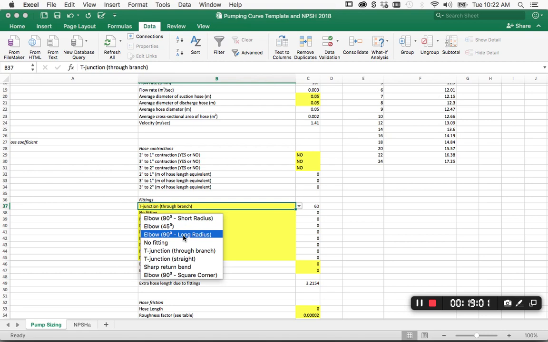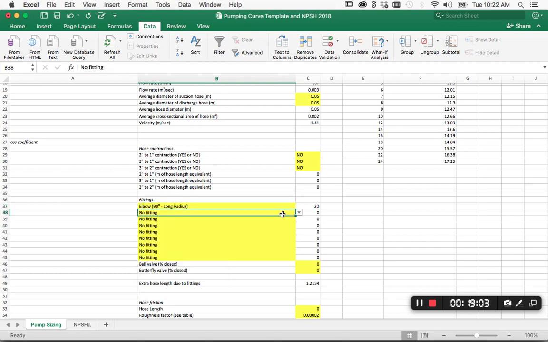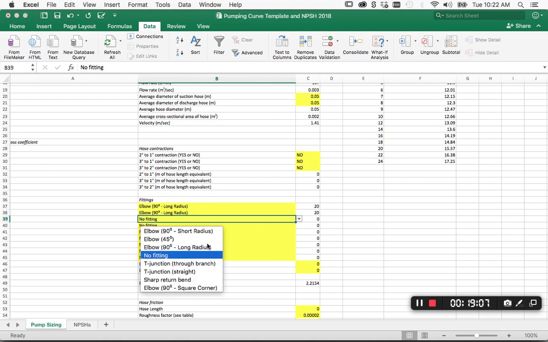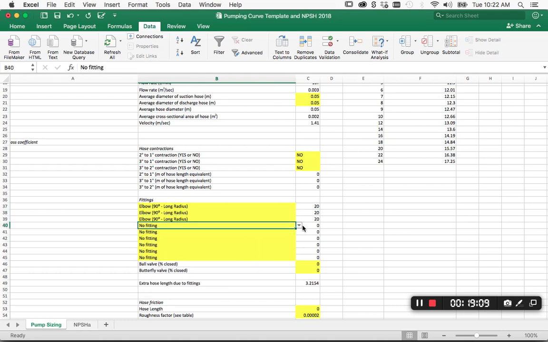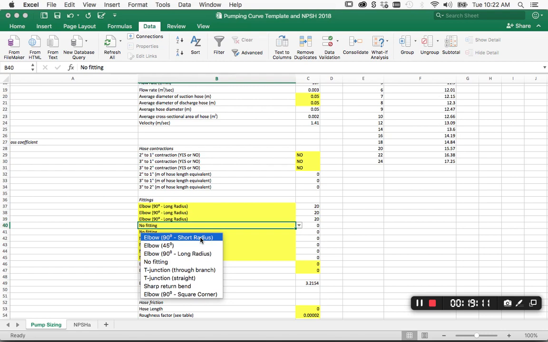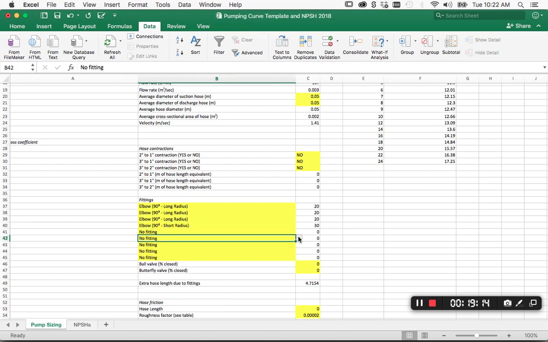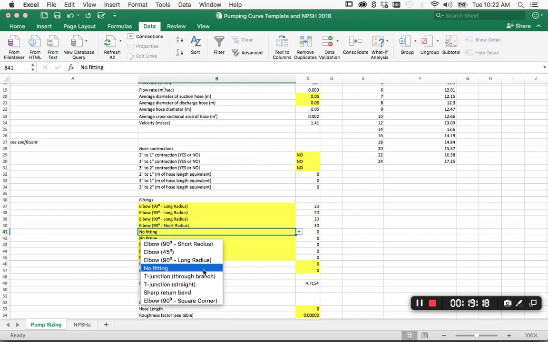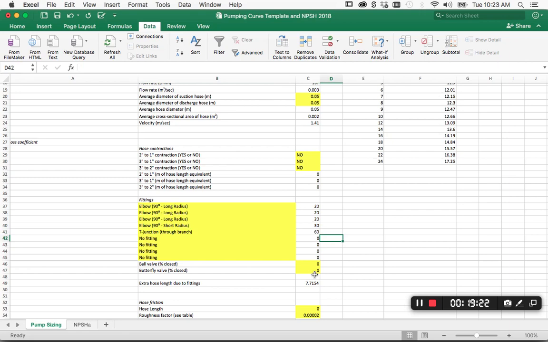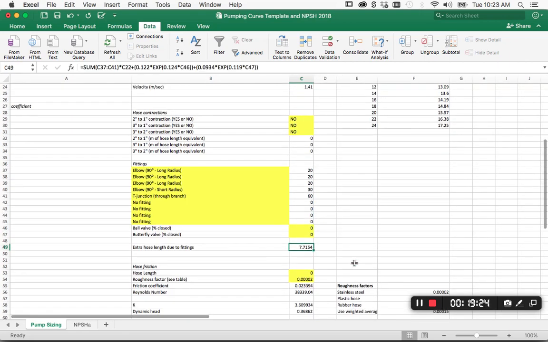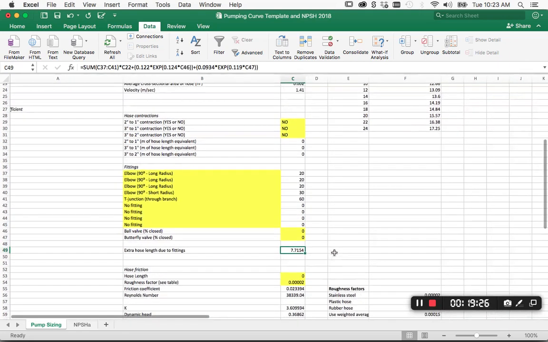Let's say we use the best one, an elbow long radius. We'll put those in each. Let's do 3 of those, and we'll say we ran out of those. We add a short radius one, and then we did a T intersection, and it has to go around the T intersection, through the branch in the T intersection. All right, so using these fittings, we've added 7.7 meters of hose effectively.